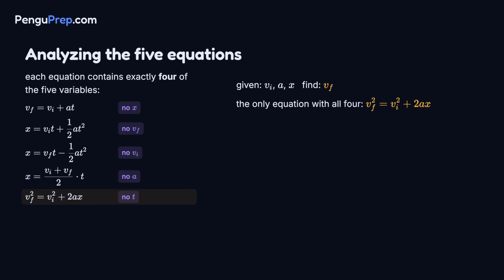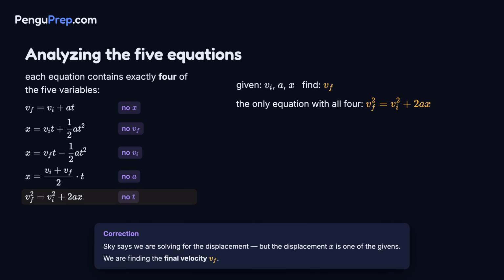This allows you to plug in the known values and find the unknown value for displacement. If you choose a different equation, like vf equals vi plus at, then after you plug in the values, you can only find the time, not the displacement. And so it's incredibly important that you choose the right equation. But how do you do that?